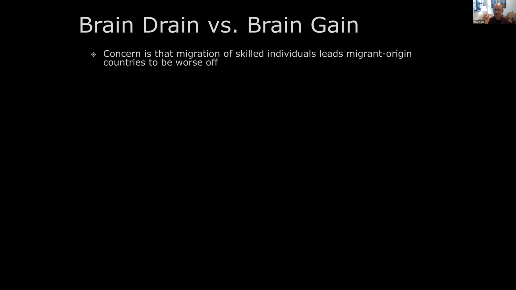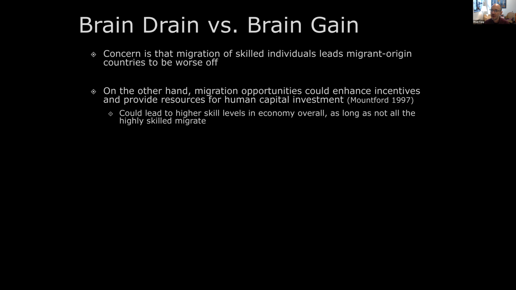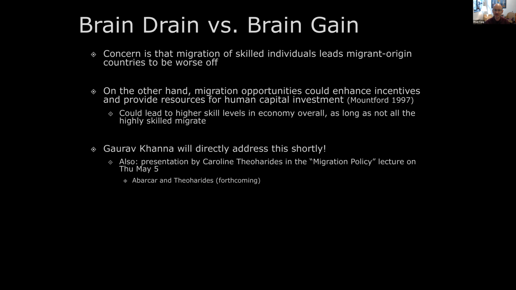I think the broad concern here is that migration of skilled individuals could lead migrant origin countries to be worse off just because of the departure of people with high education, for example. But on the other hand, migration opportunities could enhance incentives for human capital investments and also provide resources for human capital investment. And this could actually, beyond the very short run after the migrants leave, if you look over a slightly longer run, this could lead to higher skill levels in the economy overall, as long as not all of the highly skilled or educated people migrate. So Gaurav will be addressing this shortly.